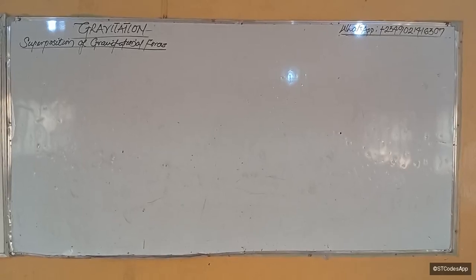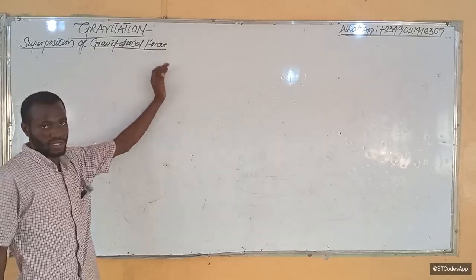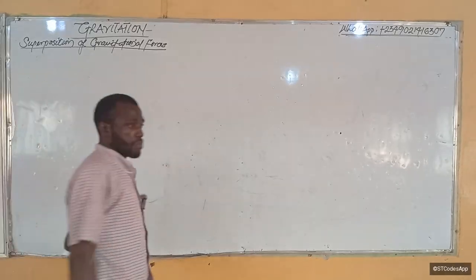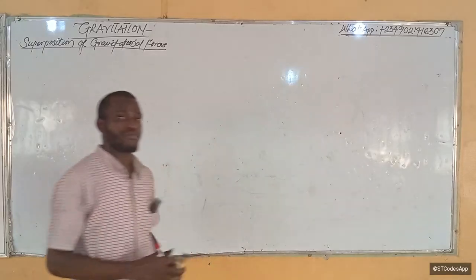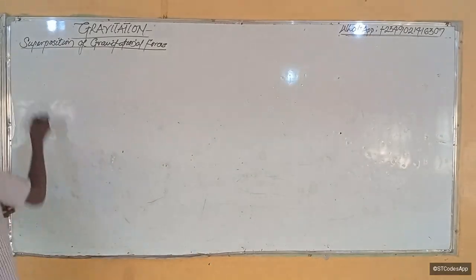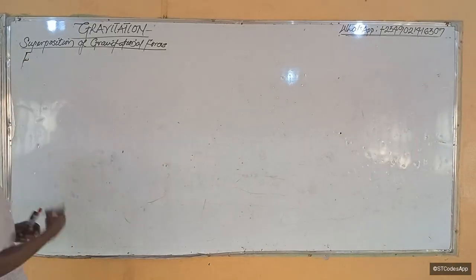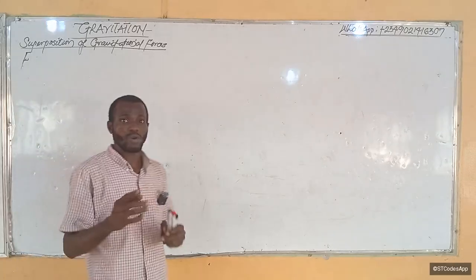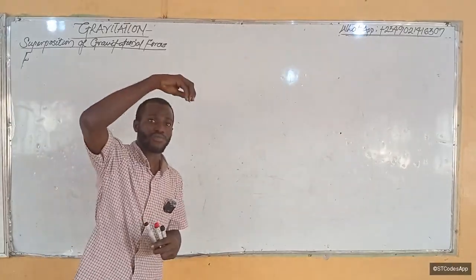As we have also seen, electrostatic force, we can also superpose because they are forces. So we can see superposition of gravitational force. And what does the principle of superposition say? The principle of superposition says that the F net on a particular mass is due to the sum of the individual forces.